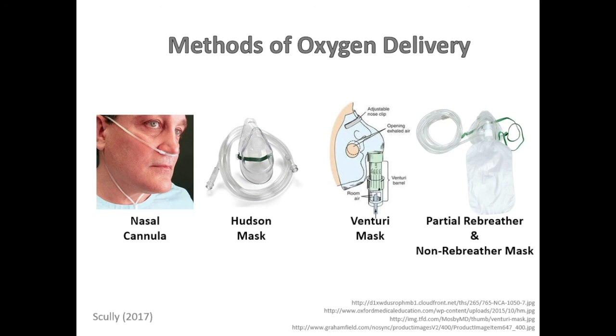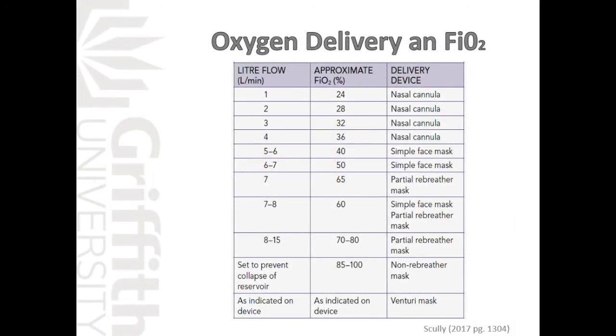So we can see here the link between the delivery device, how many litres per minute we can dial up at the wall, and what percentage of oxygen they're actually breathing in. Roughly room air is about 21-22% oxygen, and we can see there that 1 litre of nasal cannula only increases that by a couple of percent.